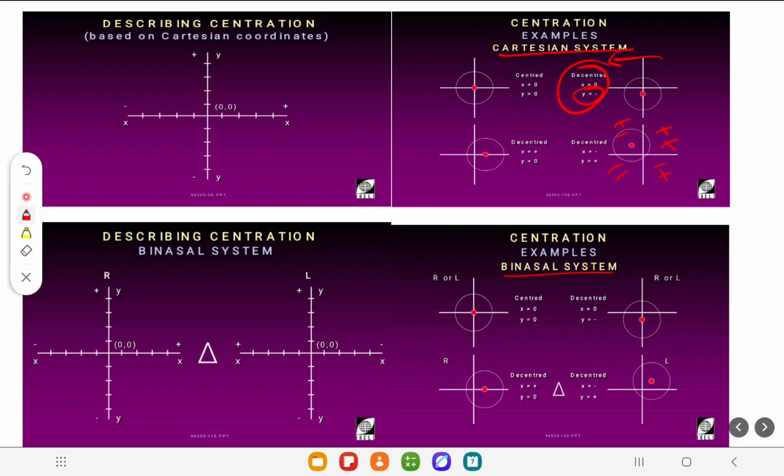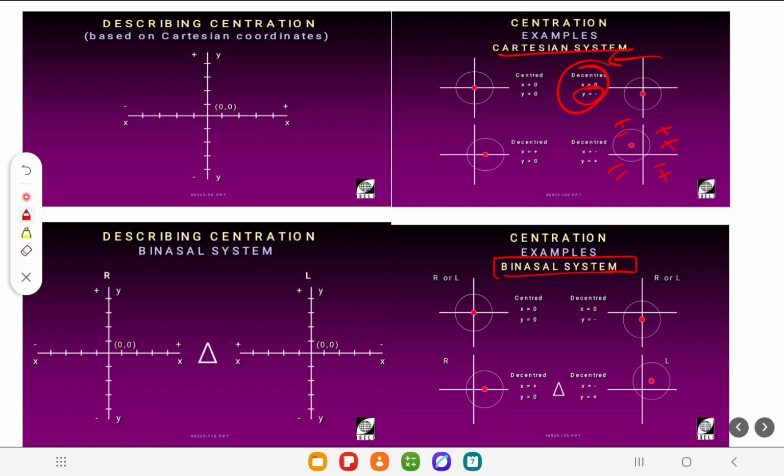But in the binasal system, it's a little bit different. In the binasal system, whenever the decentration is towards the nasal side, x is plus. Whenever the decentration is towards the temporal side, x is minus. That's simple, always the same. If upward, plus; if downward, minus. That's the difference. In the binasal system, we have to think only for x.